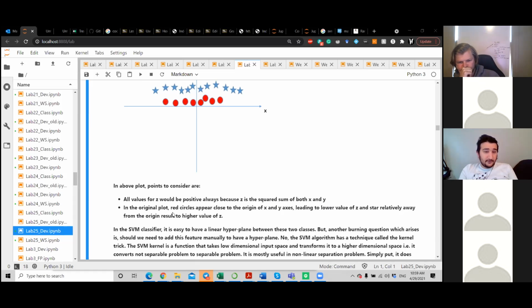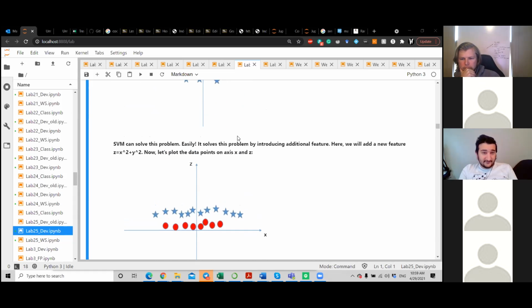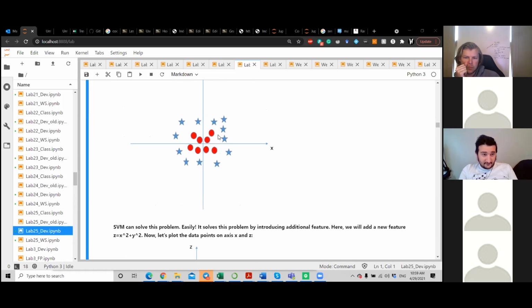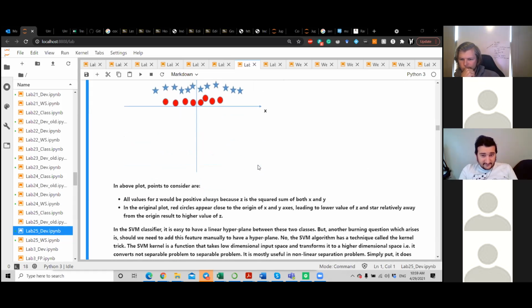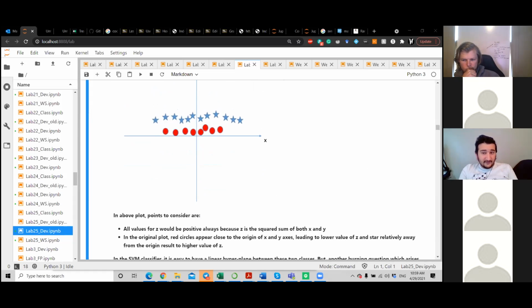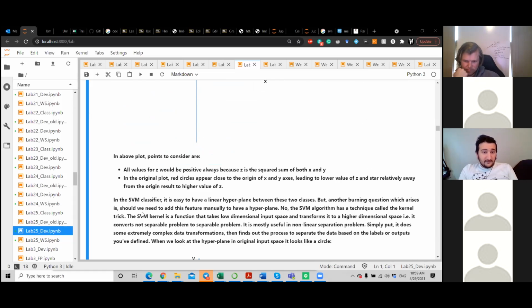In the original plot, red circles appear close to the origin of the x and y axes, so they are in the inner circle. Hence, they will have lower z values and will fall closer and below the blue stars. In the SVM classifier, it is easy to have a linear hyperplane between these two classes.